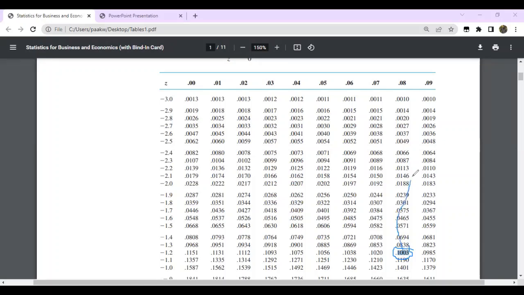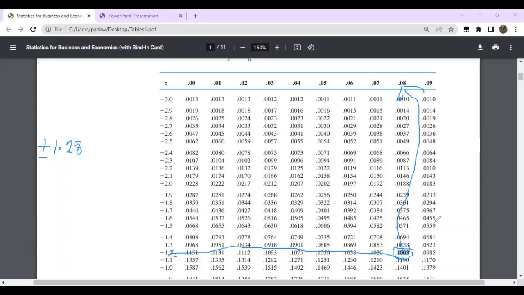So you trace it to the top and also to the left. So it's plus or minus 1.2, then 0.08, so it will be 1.2, 0.08. When you add it, you get 1.28. We're going to search for the value that brought us this probability. You get it? All right. So this is how we search for the critical value.